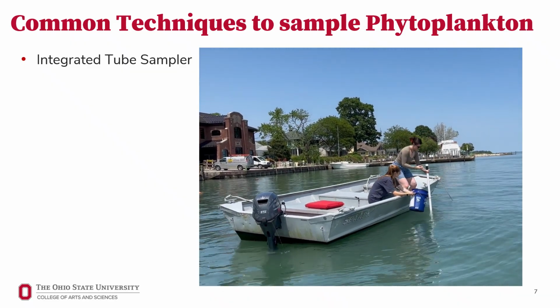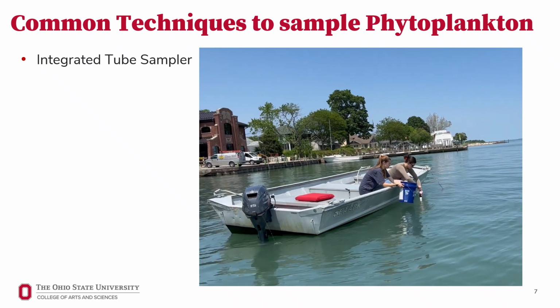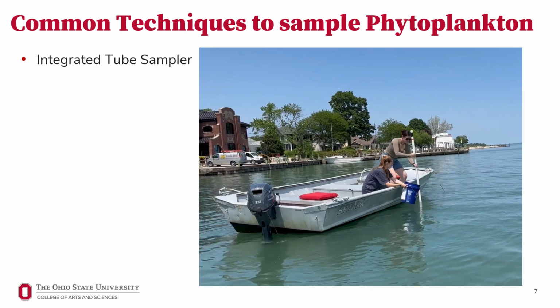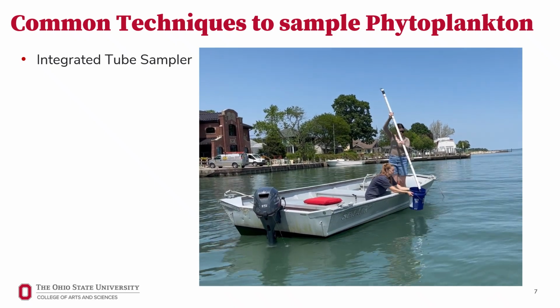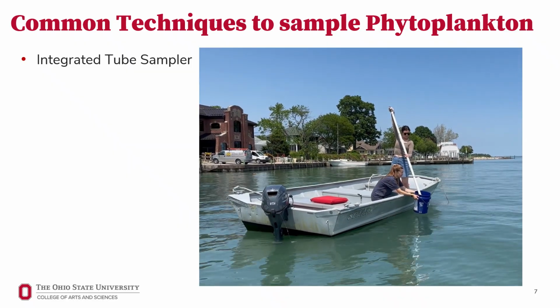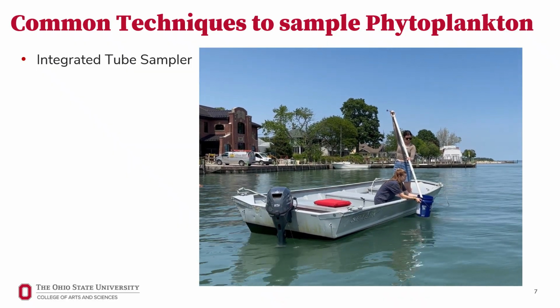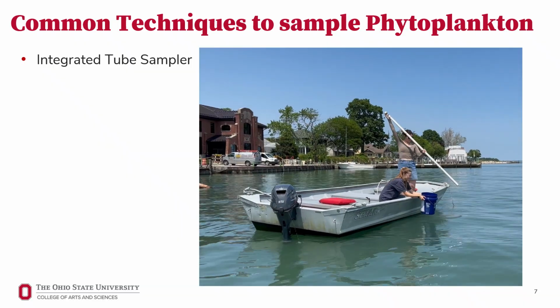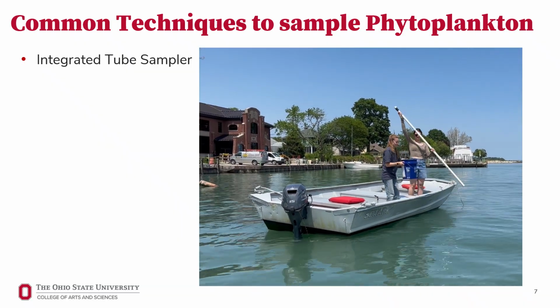Next, the sample is collected by putting the integrated tube sampler into the water column to a marked length and then adding the plug to the top of the integrated tube sampler. Finally, they will pull up the tube and collect the sample within the bucket.